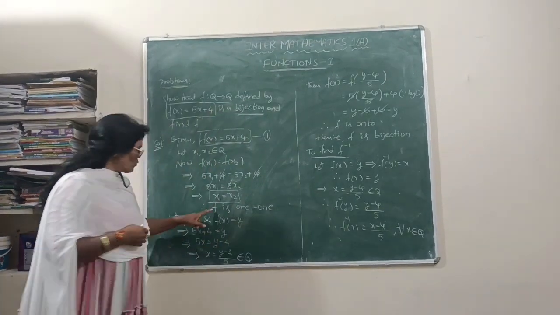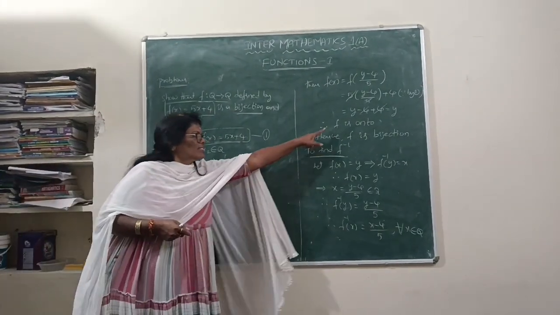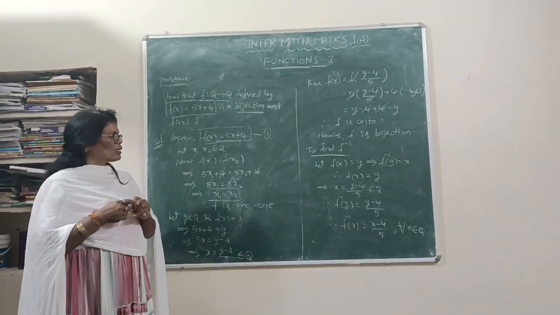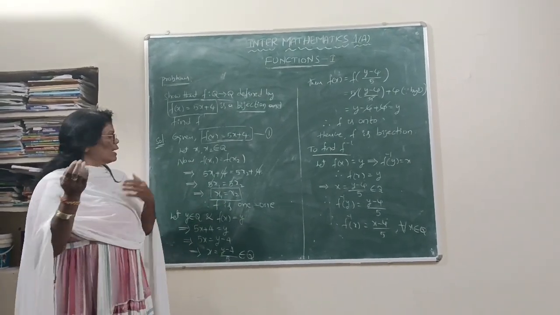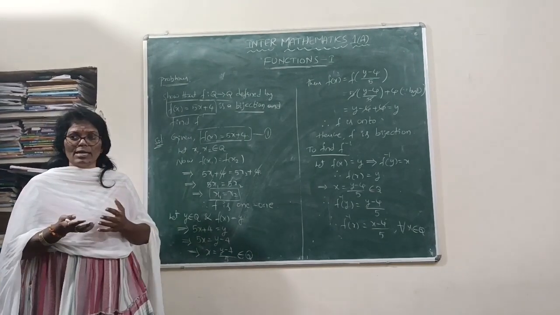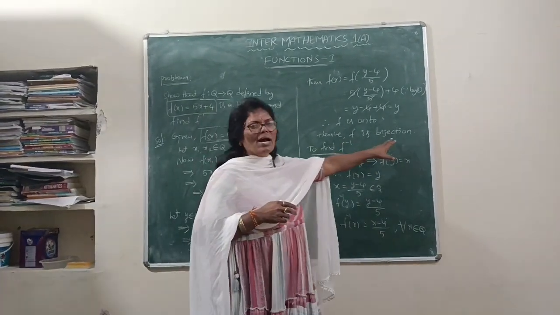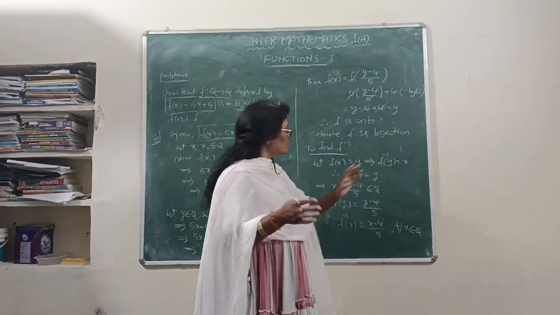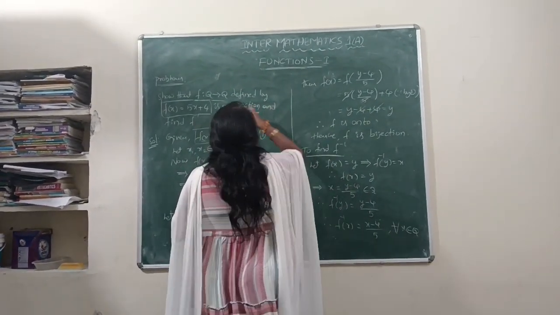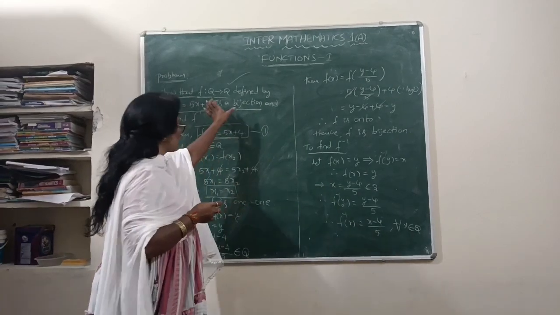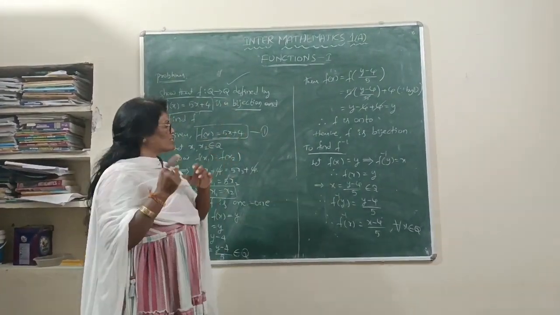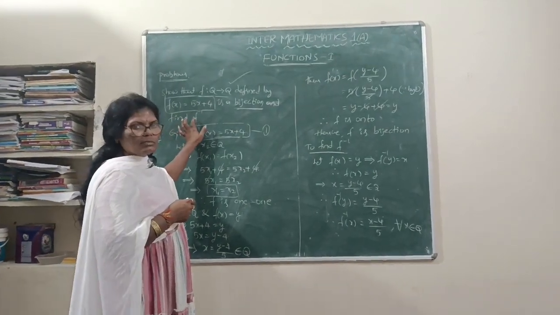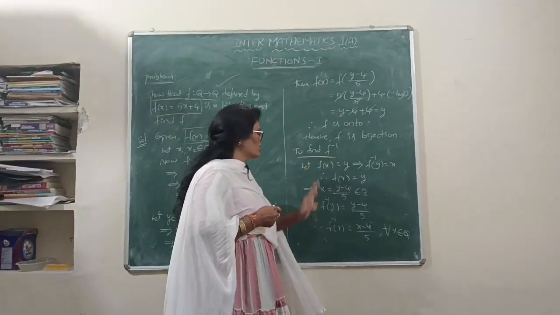The function satisfies both conditions, one to one as well as onto. So the given function is a bijective function, or bijection. Is it clear? In this given statement, the first condition is proved. Now the second part: we need to find f inverse. We'll find the inverse function.